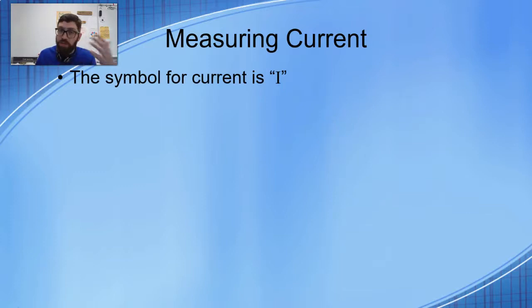Which I don't really understand the history behind that. There probably is a reason why they use I. They didn't use C for a different reason. Current does start with a C, but we're going to use C for something different. Regardless, the symbol for current in our equations, or I should call this really variable, the variable for current is I.